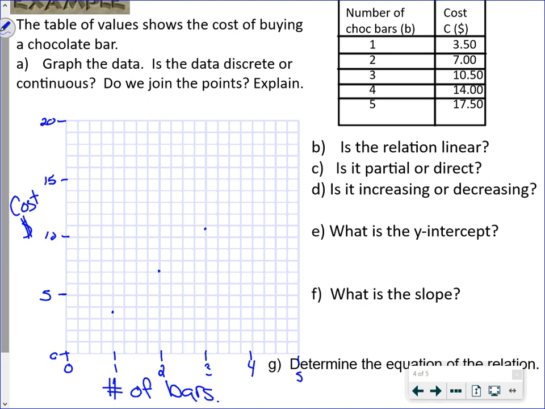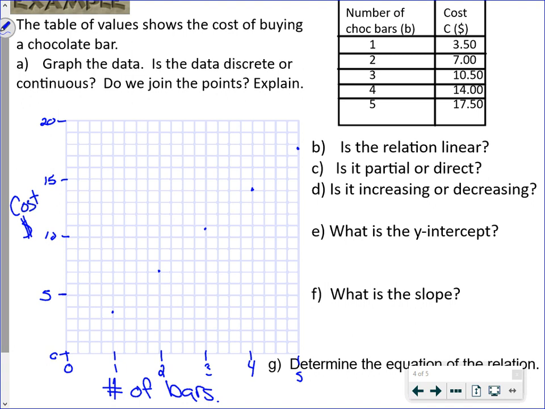4 chocolate bars is $14. And 5 chocolate bars is $17.50. Okay, so there's our data that has been graphed on the graph. So the rest of part A says, is the data discrete or continuous? And do we join the points?